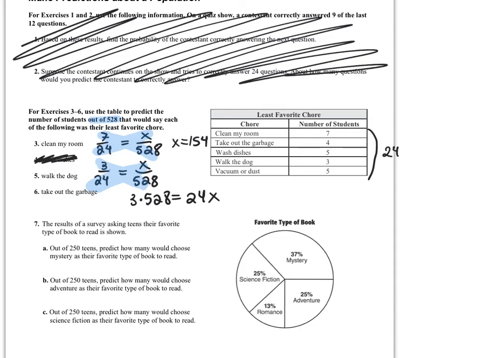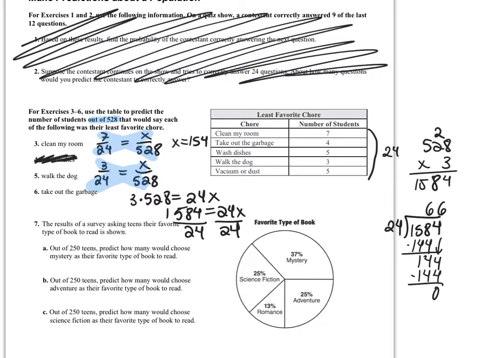This is similar to before, right? So we need to figure out what 528 times 3 is. So it looks like 528 times 3 is 1,584. That's all equal to 24x. So our next step, like before, will be to divide both sides by 24 to figure out what x equals. 1,584 divided by 24 is 66. So that tells me that 66 students out of the 528 would choose walking the dog as their least favorite.